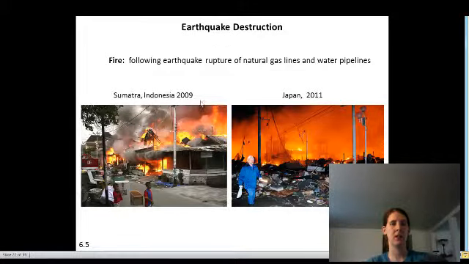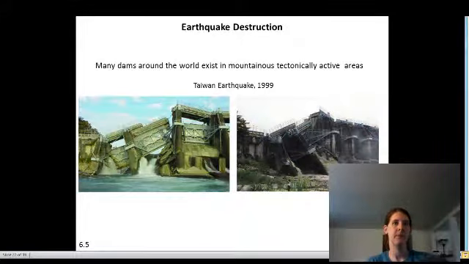Here's an example of fires caused by the earthquakes, Sumatra, and then Japan again. The infrastructure is just so heavily damaged that pipelines, gas lines were destroyed, and then water pipelines were also destroyed, meaning there was no way to put out the fires. Then, collapse of dams. This is an earthquake in Taiwan in '99 that destroyed some dams and actually then flooded downstream. So the earthquake itself wasn't the problem. The problem here was the failure of a dam system because of the earthquake.